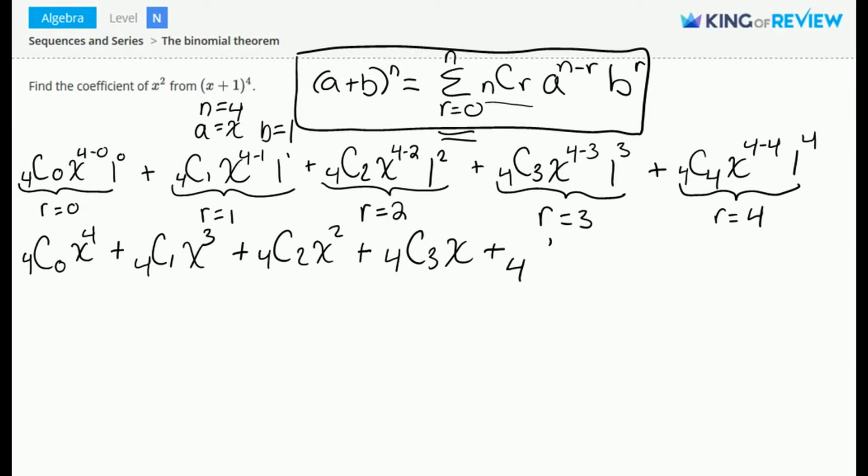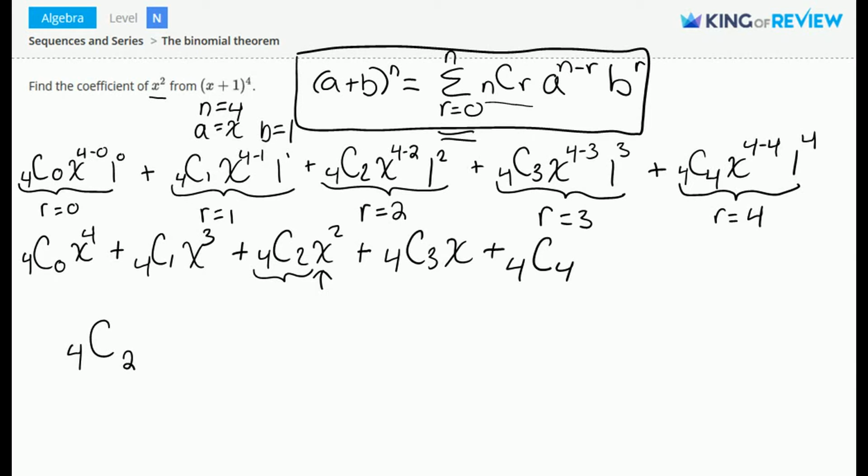And then finally, 4C4 times x to the 0 power, which is 1. And 1 to the fourth power is 1. So we'll leave that as 4C4. So we're asked in the problem to find the coefficient of the x squared value. So where is x squared here? Here's x squared. So the coefficient is the number in front, which is 4C2.